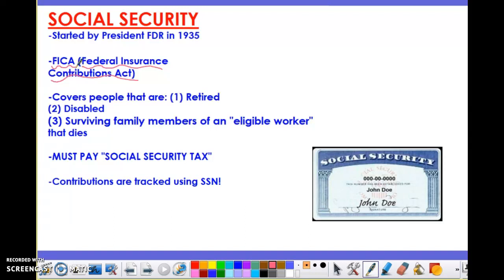Again, we've talked about this, but it covers people that are retired. It covers people that are disabled and no longer able to work. And it also covers surviving family members of an eligible worker that dies. You have to pay Social Security tax. It's not an optional thing. This is something that comes out of your paycheck. Again, those contributions over your lifetime are tracked using that Social Security number, that 9-digit number.